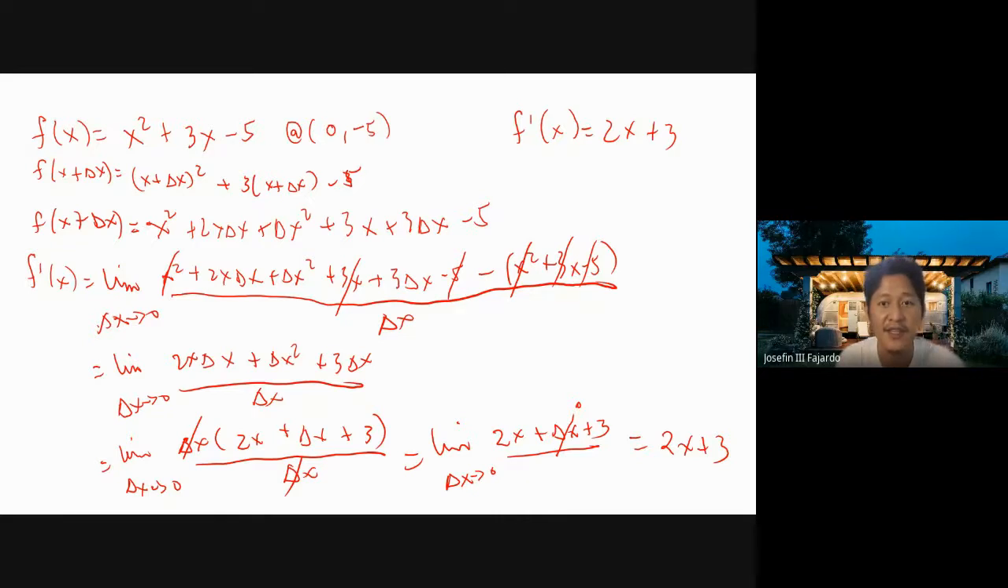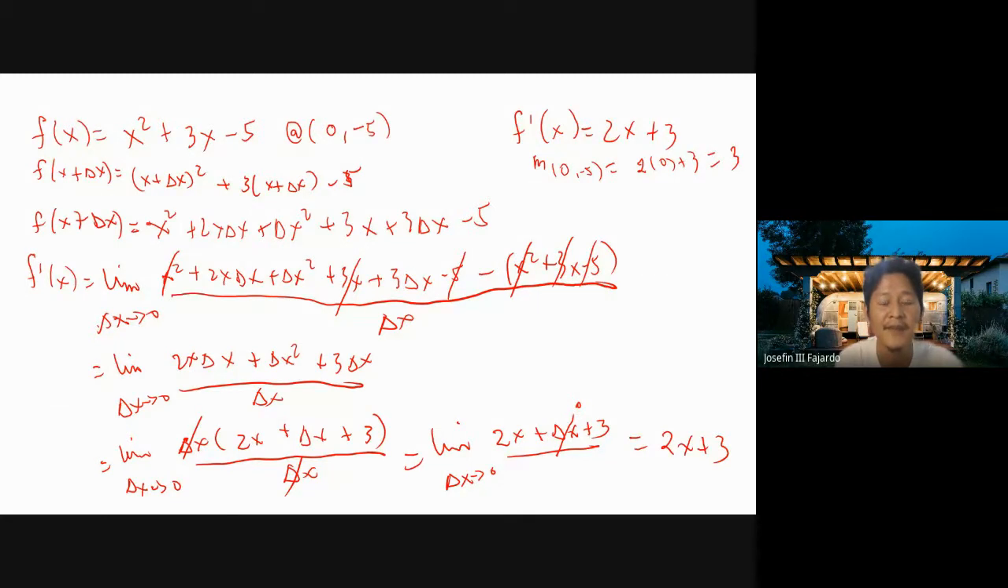So, we now get the equation of the tangent line. So, we now get the slope of the tangent line passing through 0, negative 5. Substitute natin dito sa derivative. So, this will be 2 times 0 plus 3. So, this will be 3.